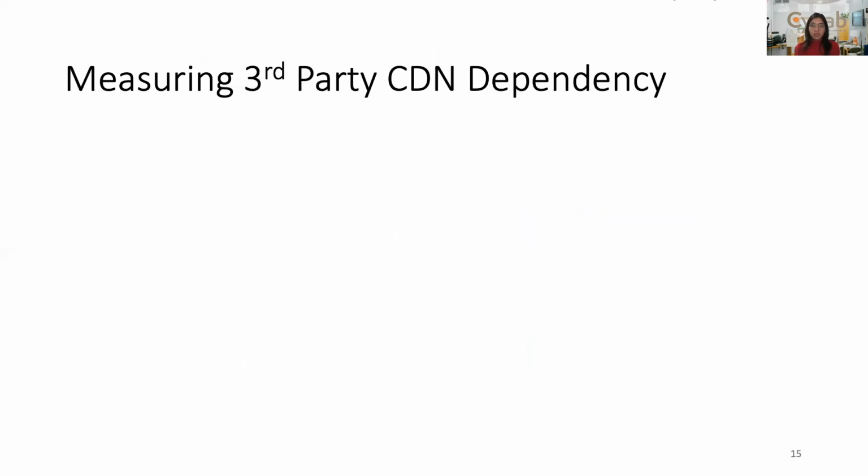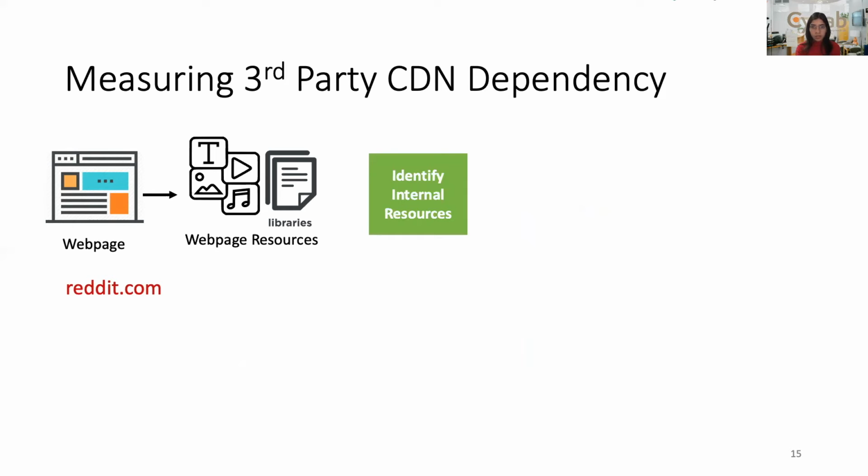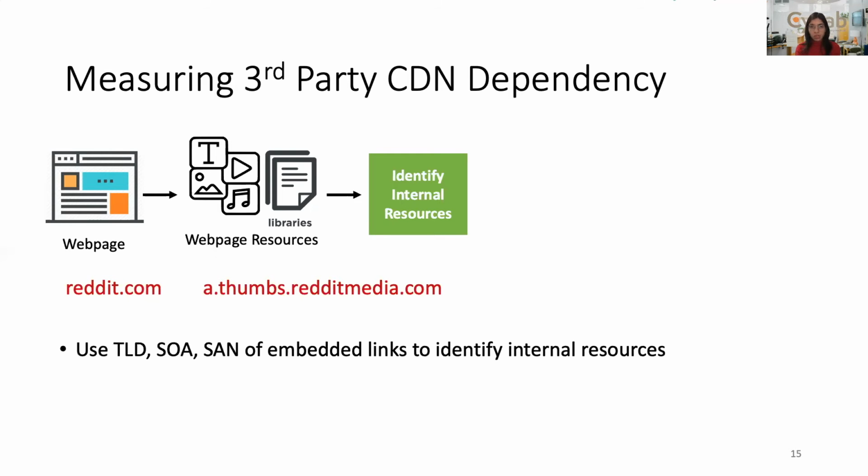For measuring CDNs, we fetch the web page of the website that we want to measure the CDN of, and then we extract all the resources in the web page and identify the resources which are internal. For example, for reddit.com, this resource that comes from redditmedia.com is an internal resource. We use TLD matching, start of authority, and subject alternate name lists here as well to identify internal and external resources. We do this because if internal resources come from a CDN, then it means that the website is actually using a CDN.